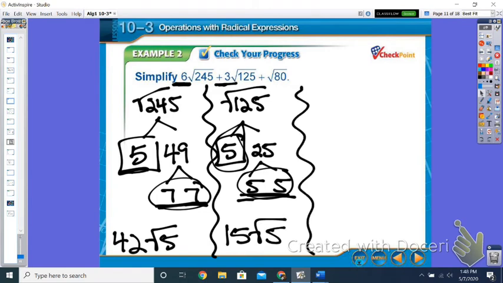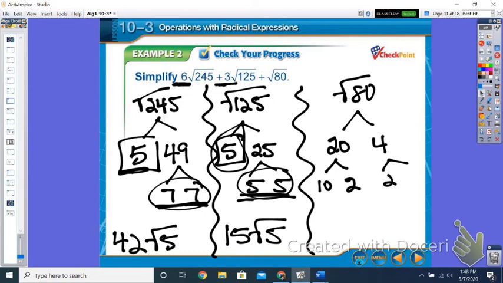And then we have square root of 80. Okay, so for this one, you might have other numbers in mind. Let's say 20 times 4. That's one way to get 80. And 20 is 10 times 2. And 4 is 2 times 2. So there's already a pair. I could even circle that now. And then 10 is 5 times 2. So there's another pair of 2s, and then we have a 5 by itself.